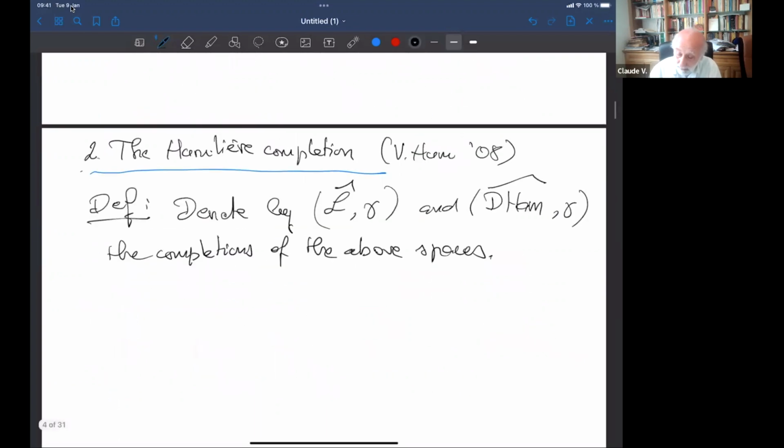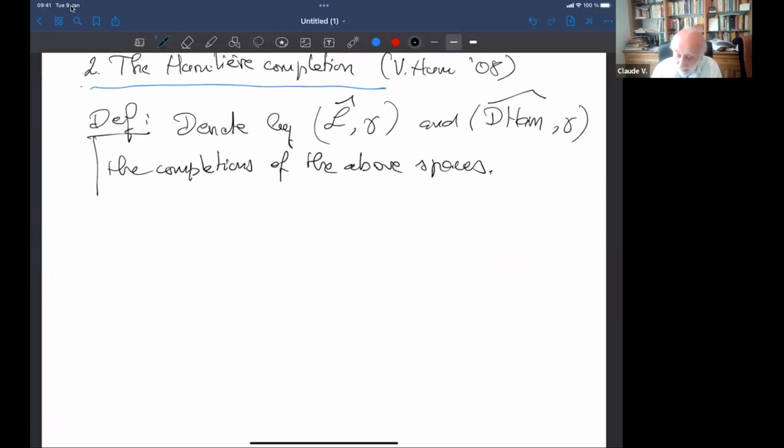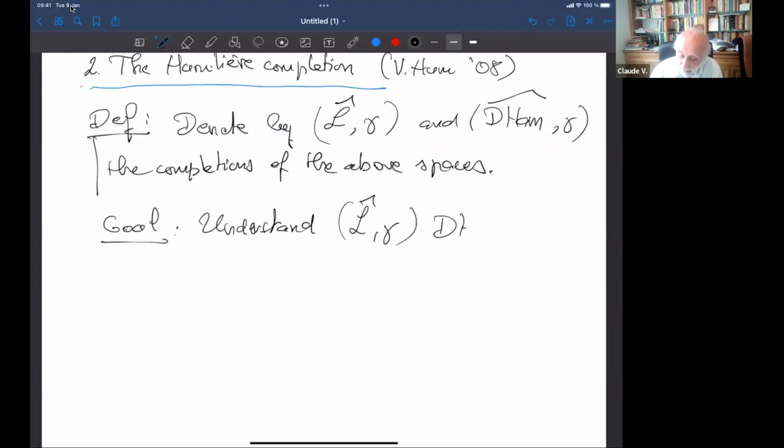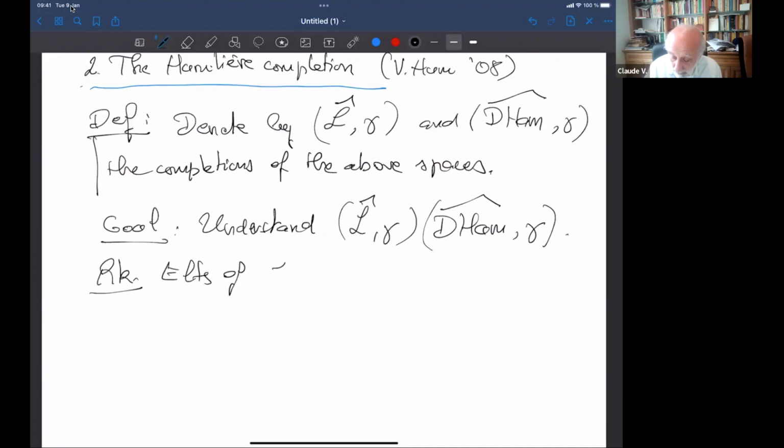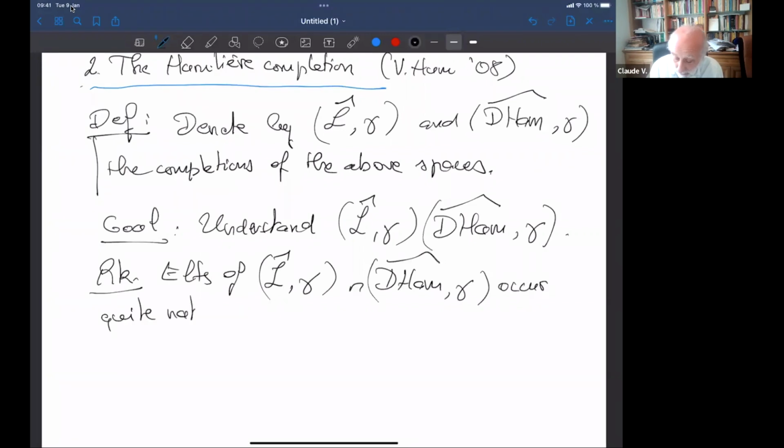And the goal, and this was in part done in Humilière's thesis, is to understand L hat gamma or d ham hat of gamma. And I would like to make a remark that these are not artificial sets, but elements of L hat gamma or d ham gamma actually occur quite naturally.